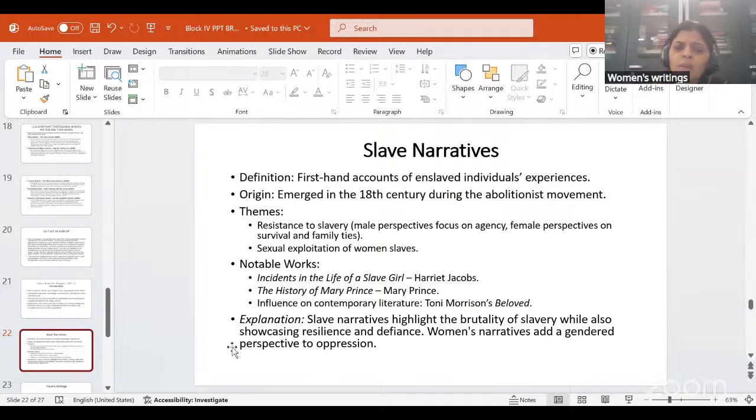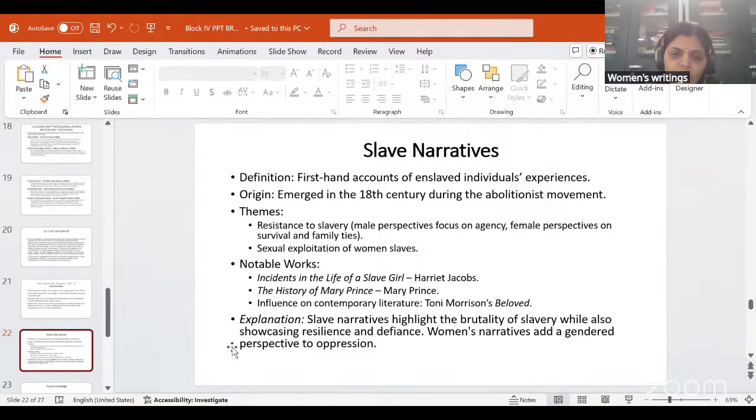Right. So the origin emerged in the 18th century during the abolitionist movement. When you talk about the abolitionist movement, certain themes came into existence, such as resistance to slavery, where male perspectives focus on agency, and female perspectives focus on survival and family ties.